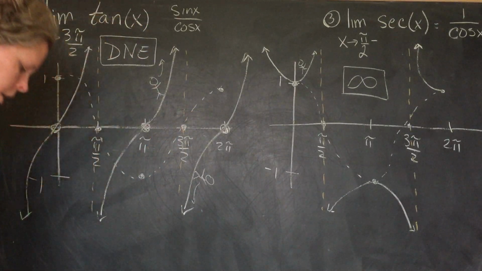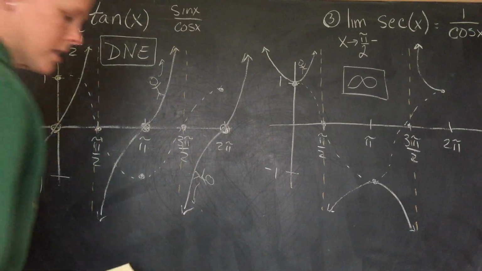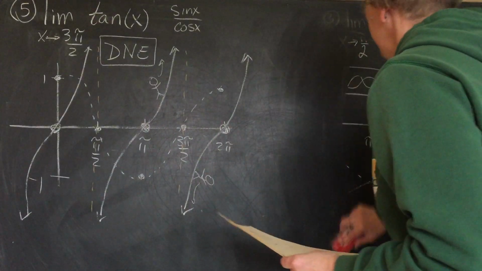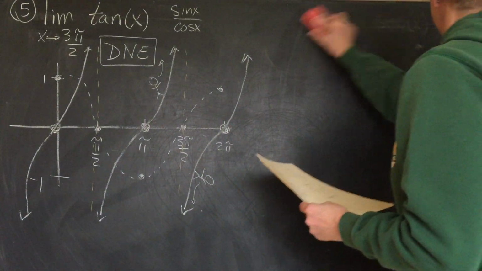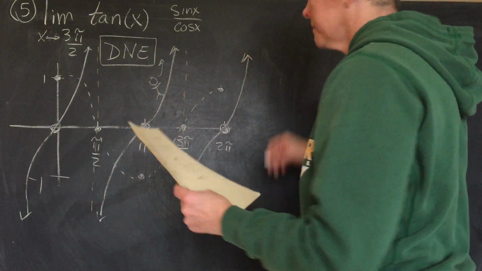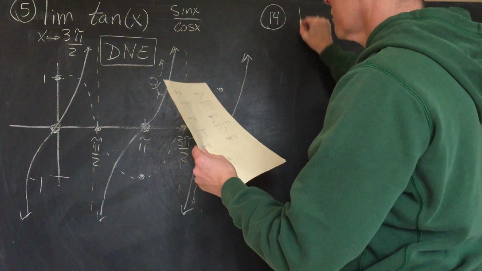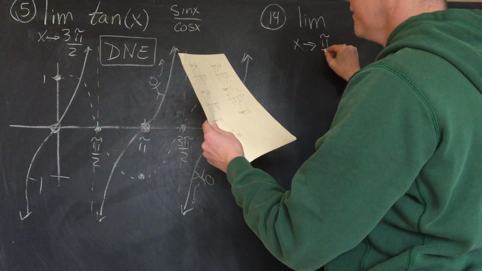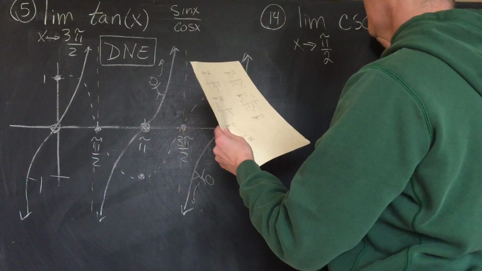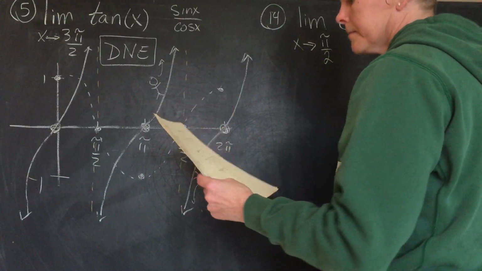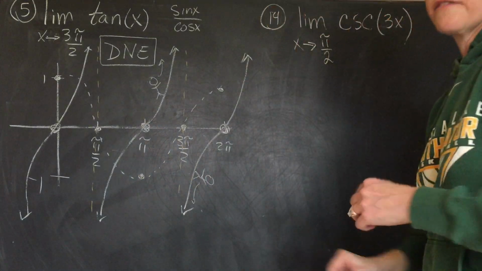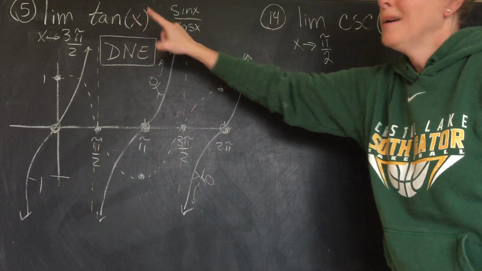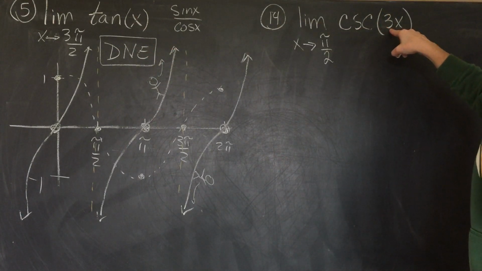All right, the last one we are going to do together is number 14, so on the back page. So flip your worksheet over, and let's look at 14 here. So we got the limit as x approaches pi halves of the cosecant of 3x. All right, the first 3 that we did, the period was always 2 pi because there was nothing in front of the x. But now I have something in front of the x, so that's going to change the period.